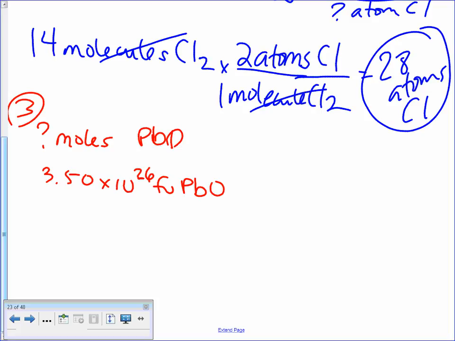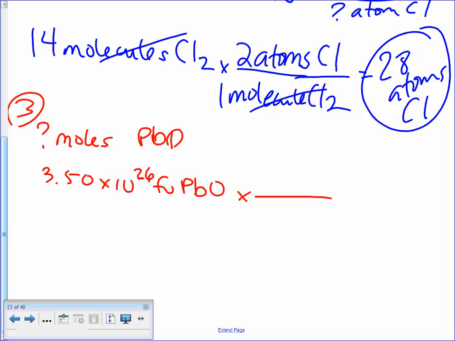So if you're given 3.50 times 10 to the 26 particles, aka formula units in this case, of lead(II) oxide, and you want to get to moles. First step is to think, is there a relationship between particles and moles? Yes, and what is that relationship? Avogadro's number, right? So the very first thing you should ask is, can I convert directly there? In this case, it's a yes, because this one is going to moles, and that's usually our first step anyhow, so this is a one-step process.